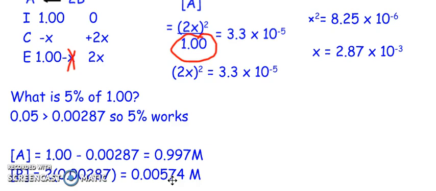Notice that the K value is small, so it does not favor the products. I don't make that many products. Look, it's like 5 thousandths of a molar, and A did not decrease by much at all. So that's how that one's going to work.